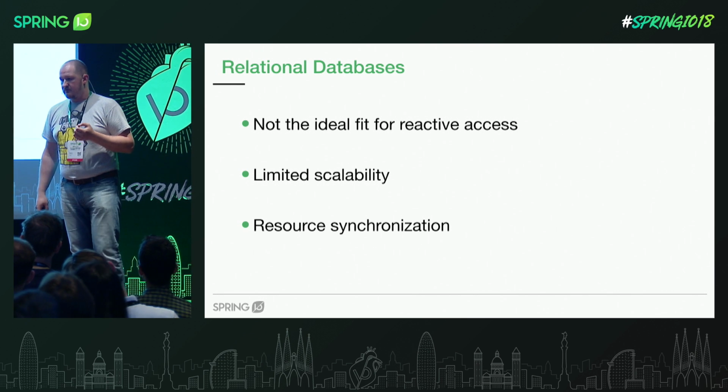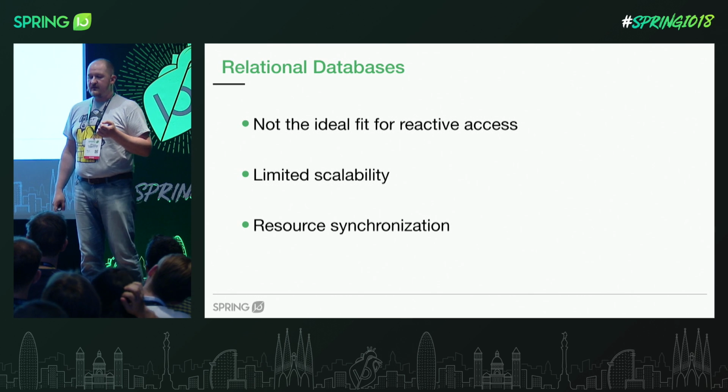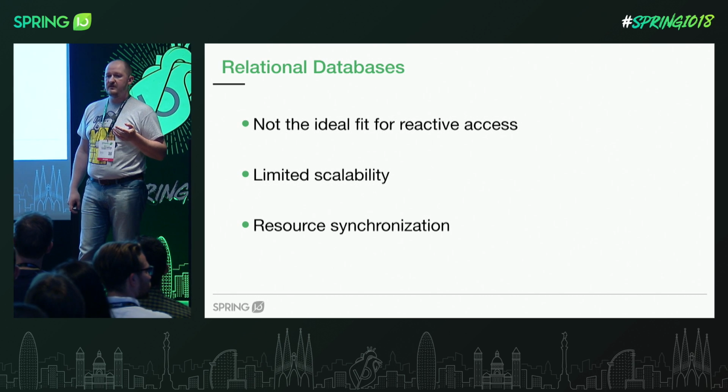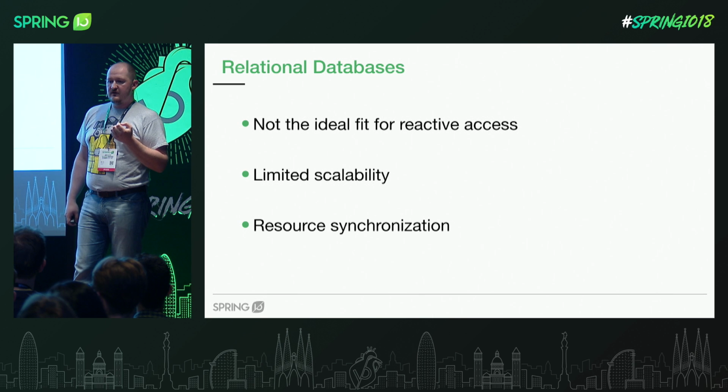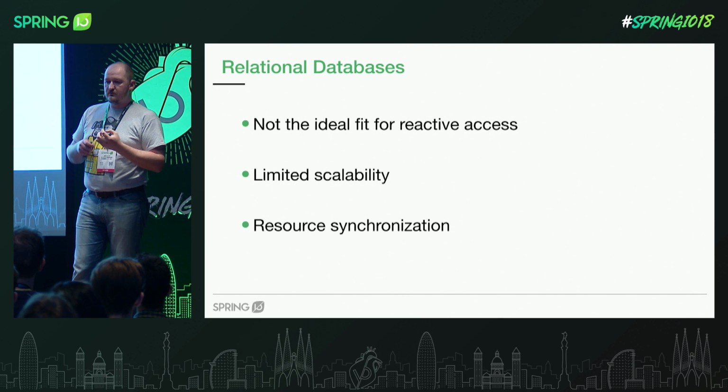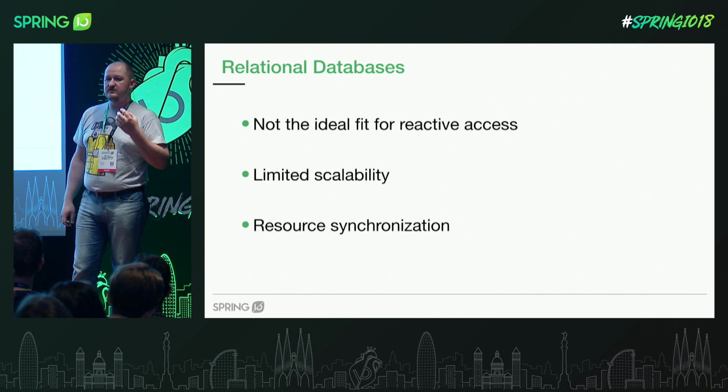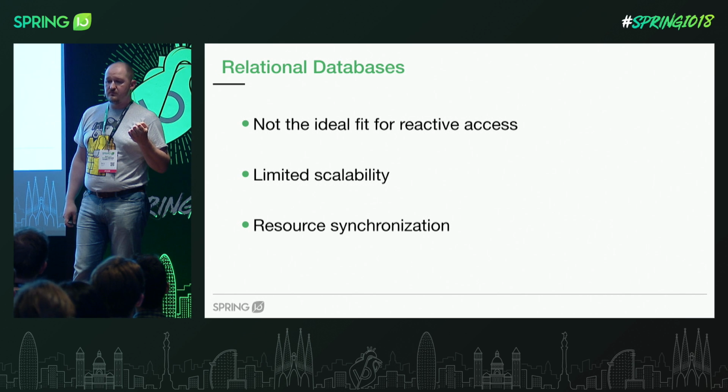Another thing is resource synchronization. A common thing used in the relational database world is connection pooling. There are, I guess, theses and papers on how to calculate pool sizes, but still, that's a limited resource. You can't have endless connections to your relational database servers. The reactive approach wants to eliminate that bottleneck, but you can't really do so. So you go into resource synchronization because of connection pooling. You can't really multiplex on connections.